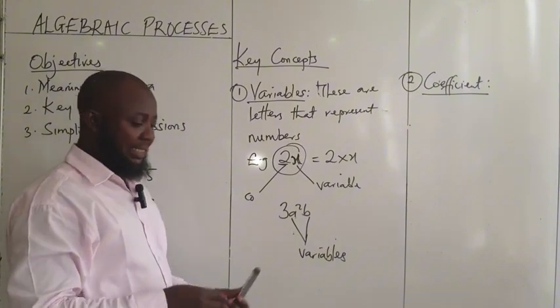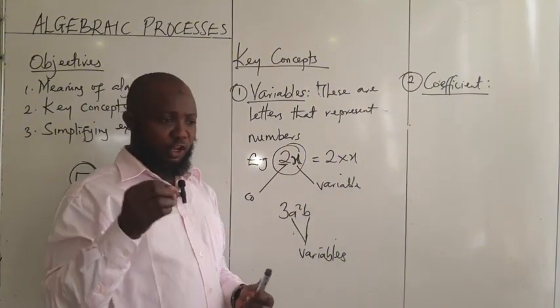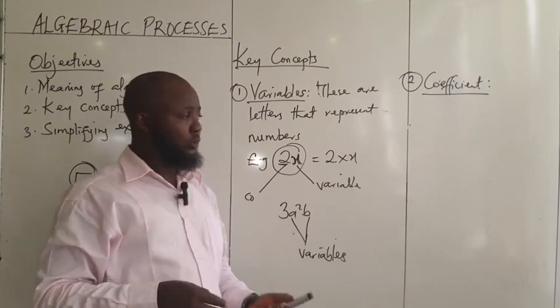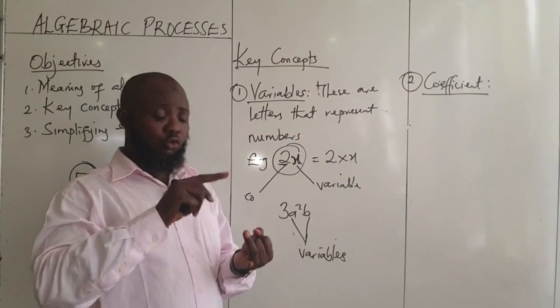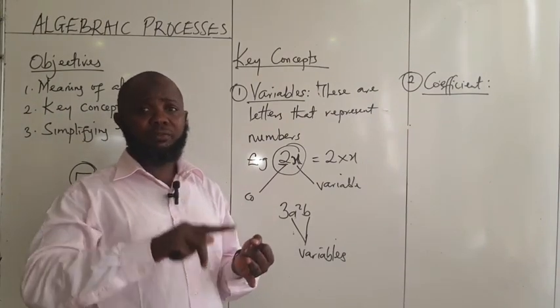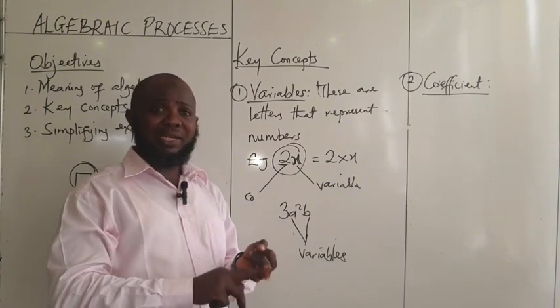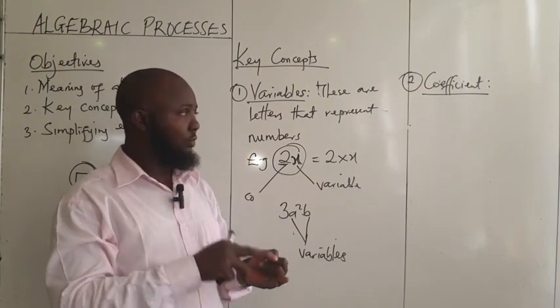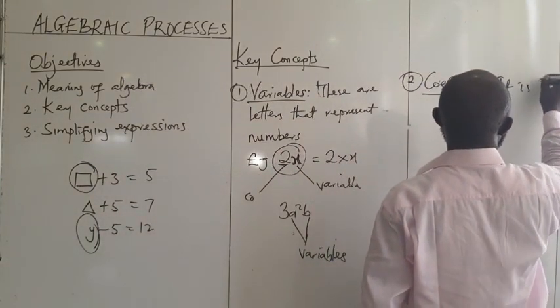So coefficient is the number that is attached to a variable. That coefficient could be a positive number, it could also be a negative number. It could be a decimal, it could also be a fraction. So it depends. It is the number that is attached to a variable.